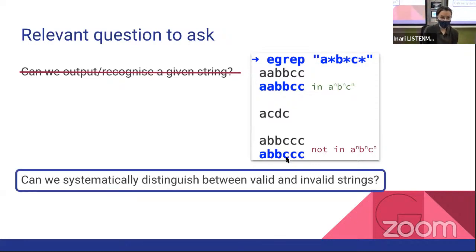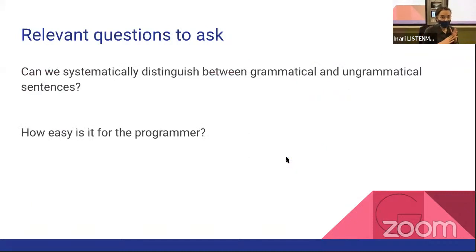So the relevant question is, how can we systematically distinguish between valid and invalid strings? And then also, as practical grammar writers, how easy is this for the programmer? There are many cases where we maybe can do the same language in different formalisms, but it's easier and more elegant in the other one.